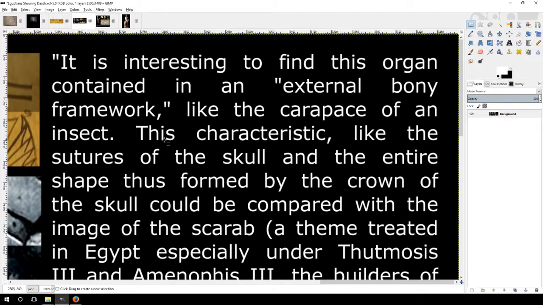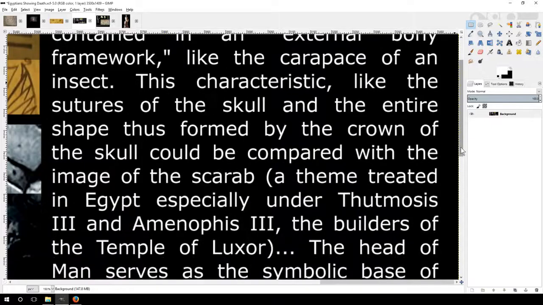Right here he says, it is interesting to find this organ contained in an external bony framework, like the carapace of an insect. This characteristic, like the sutures of the skull, and to create the entire shape thus formed by the crown of the skull. So right here we have an association between the crown of the skull and the beetle, which is in line with what we're seeing as far as the geometry goes.